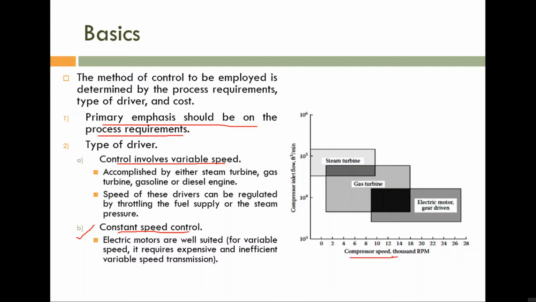So this is compressor speed, this is compressor inlet flow. If the compressor inlet flow is large and the compressor speed required is small, normally a steam turbine is used. For moderate application, a gas turbine is used. For large speed and small inlet flow application, an electrical motor or gear driven application is used. Okay, so this classification or this diagram is based on how we are driving the compressor.